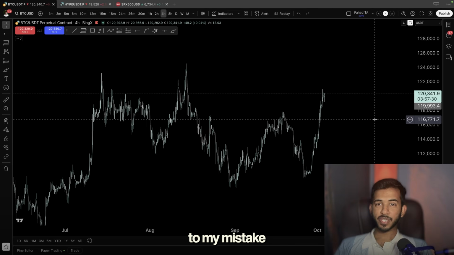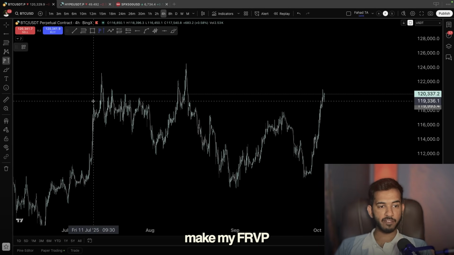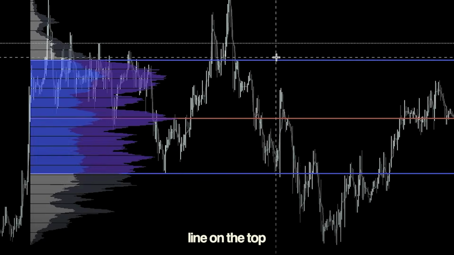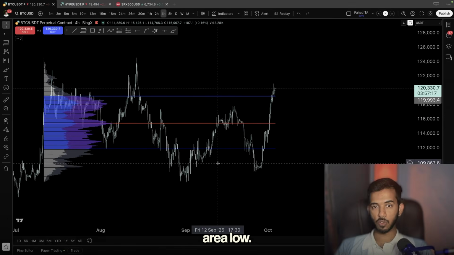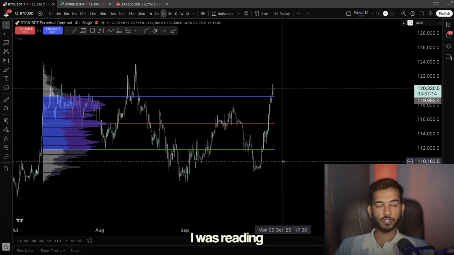Now let's get to my mistake number three, which was misreading the volume area high and volume area low levels. When I mark my FRVP, the blue lines on the top and the bottom are basically the volume area high and volume area low. The mistake that I made was that I was reading them incorrectly. I mean, they did give me an understanding that, okay, this is where the maximum volume is in around this whole range, or if it was a trend, then in that particular trend.